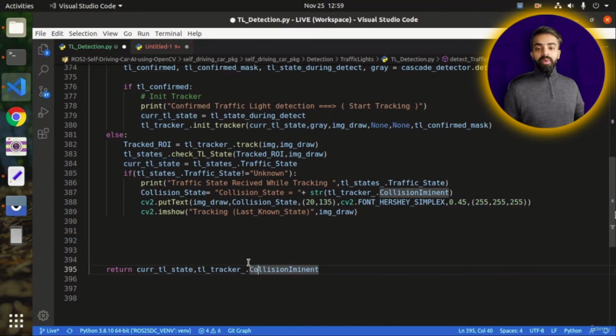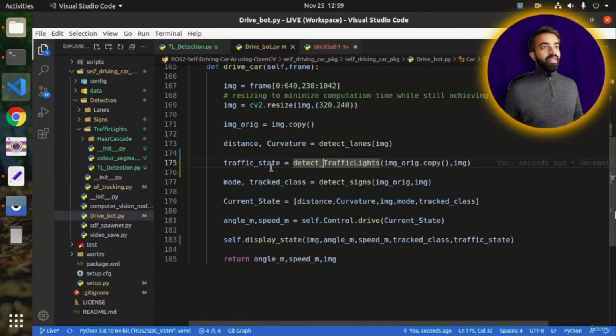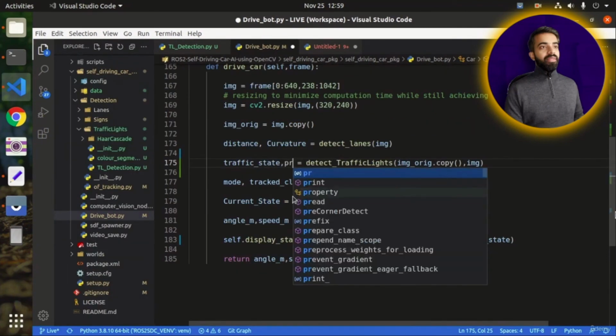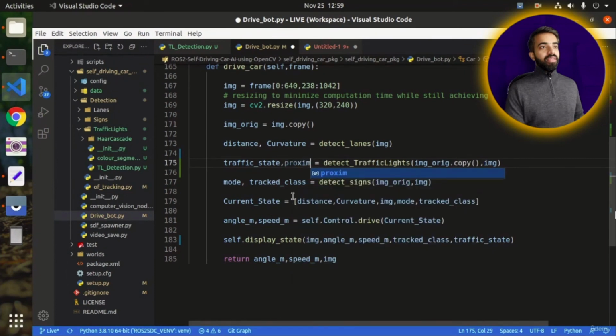So once we have returned this, we move over to the driveboard.py, save this, and just like receiving the traffic state before, we now receive the proximity status. So now that we have the proximity status and the traffic state, we can now simply pass it on to the display state 2 to display to the user. Once you have done this, our traffic light detection process has been completed.